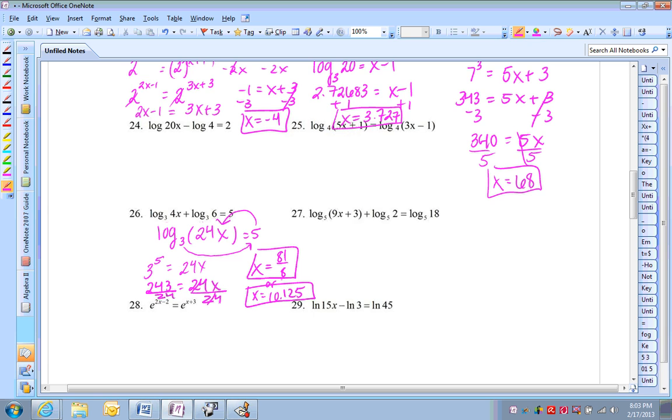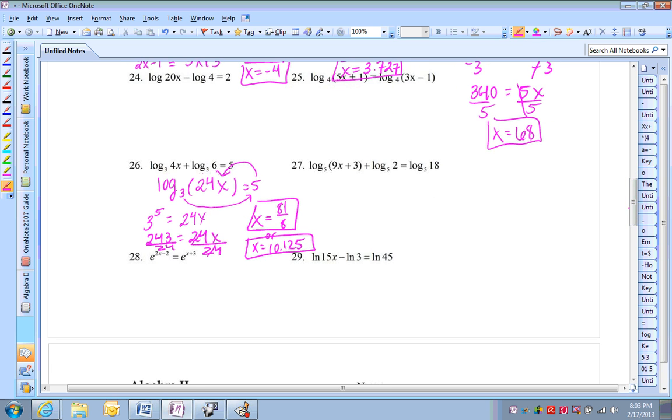Okay, moving on to problem 20 on y'all's worksheet and 28 on mine. Here we have two exponentials with a base of e, and since they match, we can go ahead and drop them. So 2x minus 2 equals x plus 3 is what we're left with. And now we want to get all of our x's on one side and all of our constants on the other. So I'm going to subtract x first, and I end up with x minus 2 equals 3. Then I add 2 to both sides, and I end up with x equals 5.